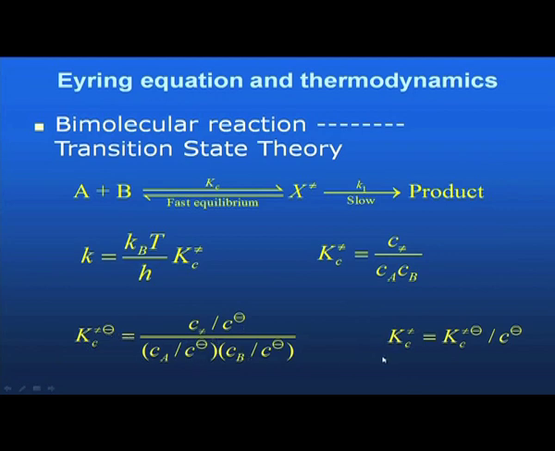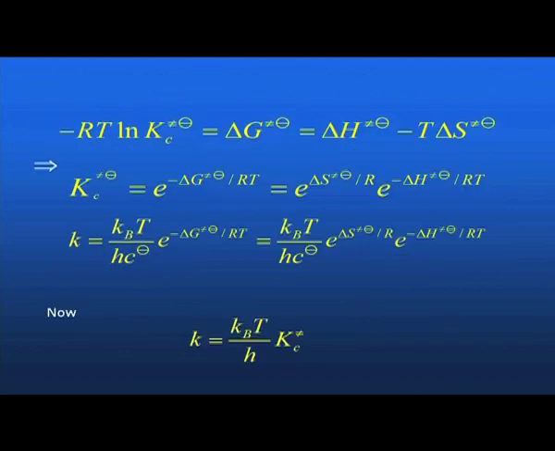Therefore, for this type of reaction, A plus B giving rise to X and then X giving rise to product, we can write Kc double dagger is equal to Kc double dagger 0 bar divided by C 0 bar. So, this is the relation between the concentration equilibrium constant and the activity equilibrium constant. That is, you are dividing the concentration by C 0 bar to make it dimensionless.